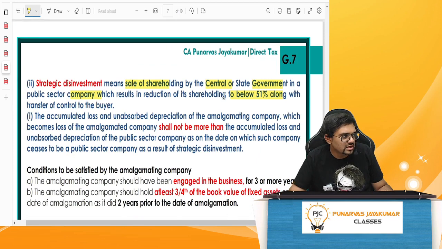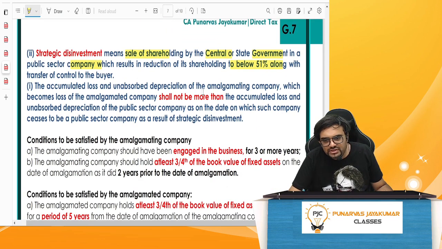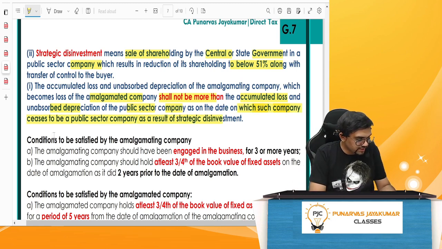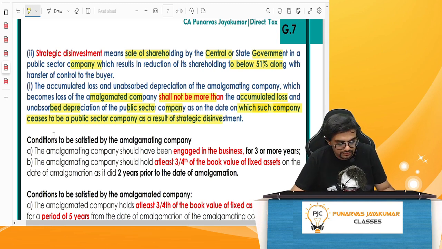Same Air India. The accumulated loss and unabsorbed depreciation of the amalgamating company, which becomes loss of the amalgamated company, shall not be more than the accumulated loss of the public sector company as on the date on which such company ceases to be a public sector undertaking. Shall not be more than the accumulated loss.